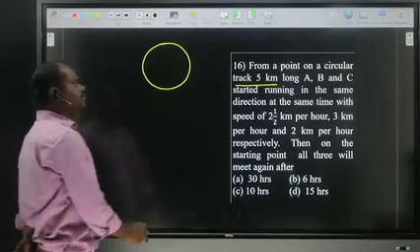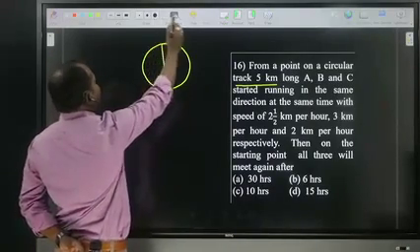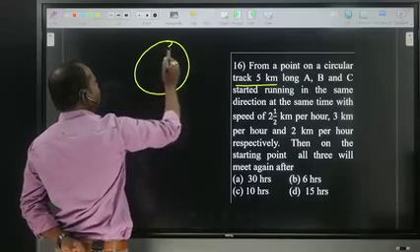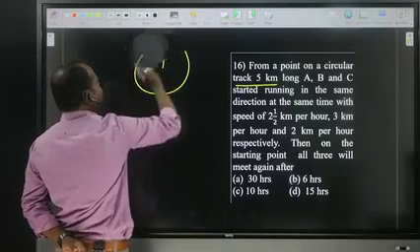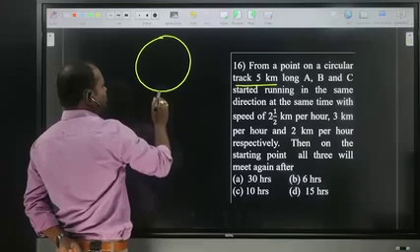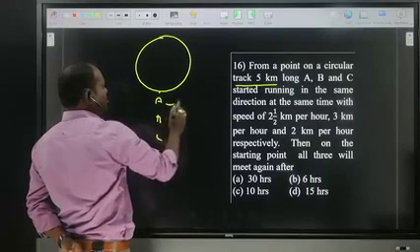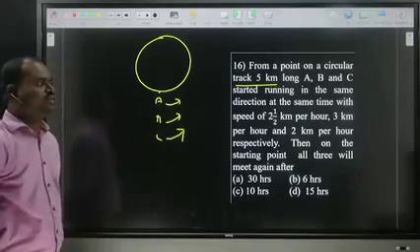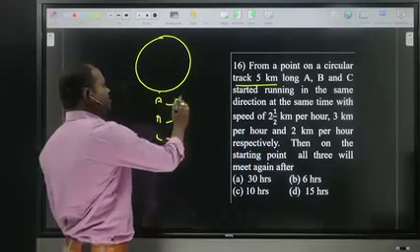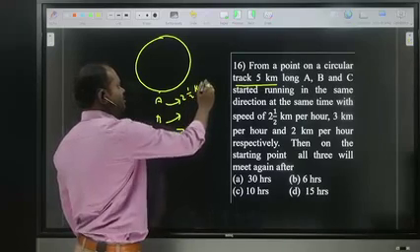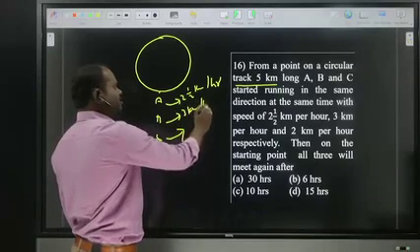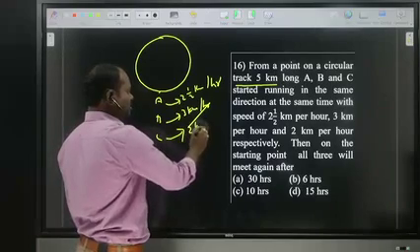5 kilometers. Here, let us assume all are started at this point: A, B, C. All are traveling in the same direction, at the same time, with the speeds of 2.5 kilometers per hour for the first person, 3 kilometers per hour for the second person, and 2 kilometers per hour for the third person.